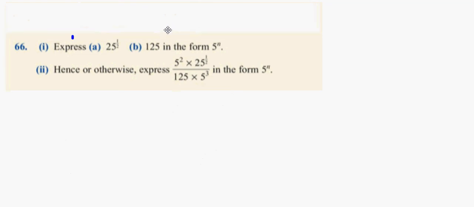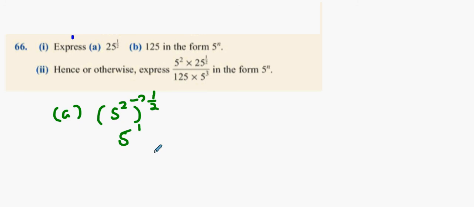Express 25 to the power of a half and 125 in the form 5 to the power of n. No bother. We're going to change 25 into 5 squared. We don't even need to do that, do we? 2 times a half is 1, so 5 to the power of 1, 5. Do they even need to do that? Most of you probably knew the answer outright, did you? It means the square root of 25.